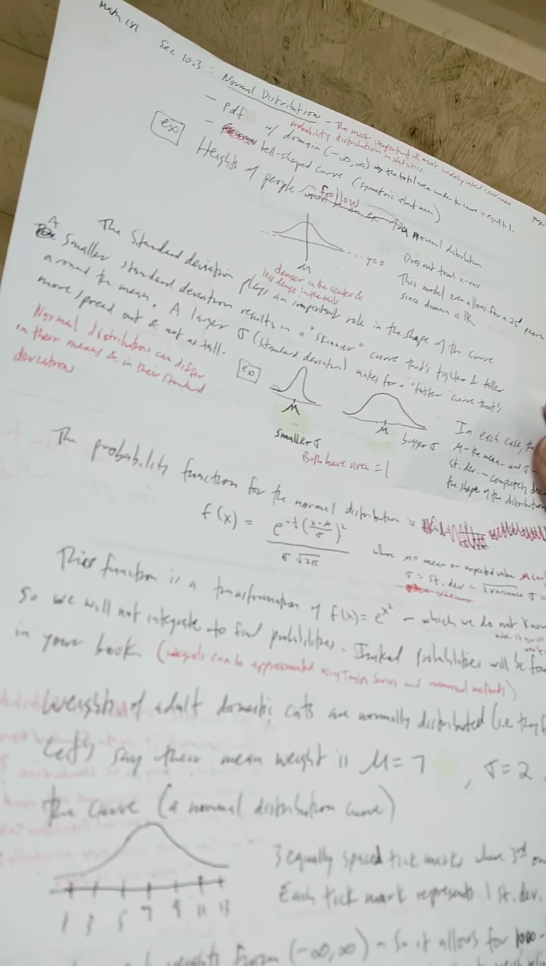And then you draw 3 tick marks to the right of mu, where the first tick mark is going to be 1 standard deviation above the mean if you go to the right. So that's why the weights are 7, and then 9, and then 11. And then when you reach 3 standard deviations above the mean, we're at 13 pounds. 13 is pretty big for a cat. So that's in the tail of the curve.